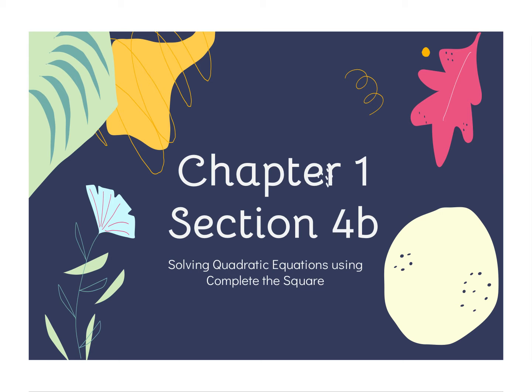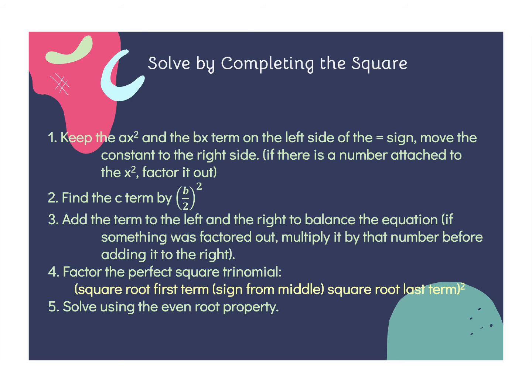But this process is called completing the square. What we're going to do is take something that's not a perfect square trinomial and force it to become one so we can factor it and then use the square root property to solve it. So the steps are as follows. We're going to go through this with numbers, but just so you have it here in case you get stuck. The first thing you're going to do is keep the ax squared and the bx terms on the left side of your equation, and you're going to bump the term that doesn't have a variable, the constant, to the other side.